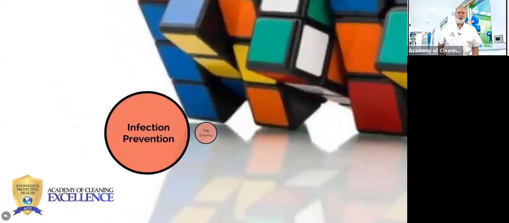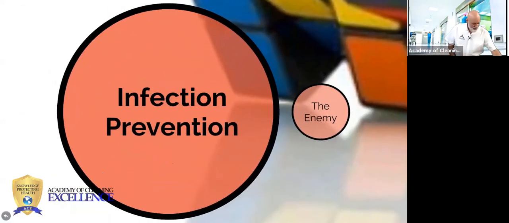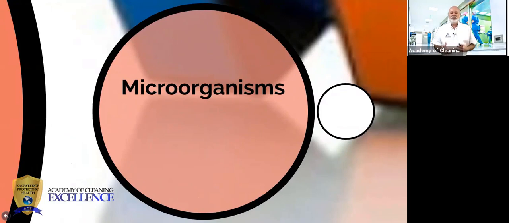So we're going to start the program today with the first part on page 43. This is infection prevention. Whenever you start talking about infection prevention, the first thing we have to know is what that enemy is that we're actually going to fight. We have to identify what it is. And we've talked about this in the sessions already.